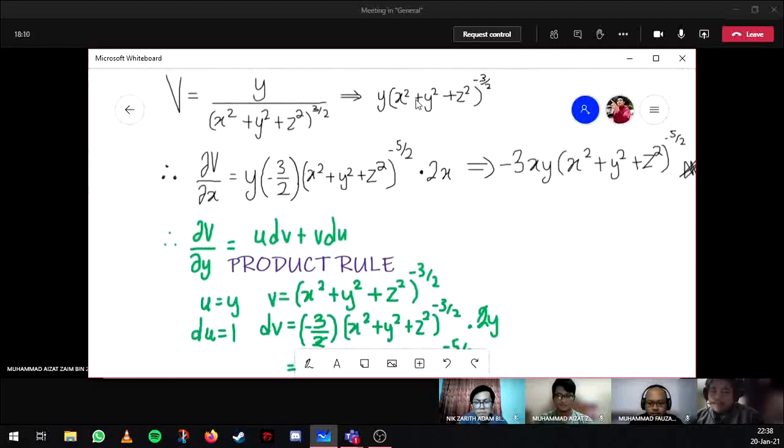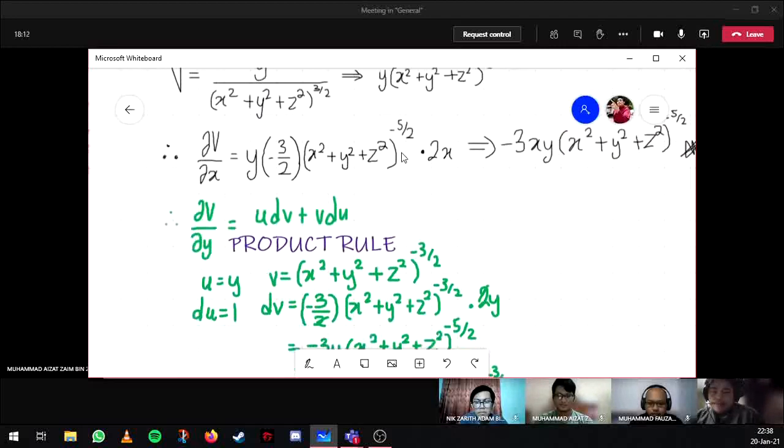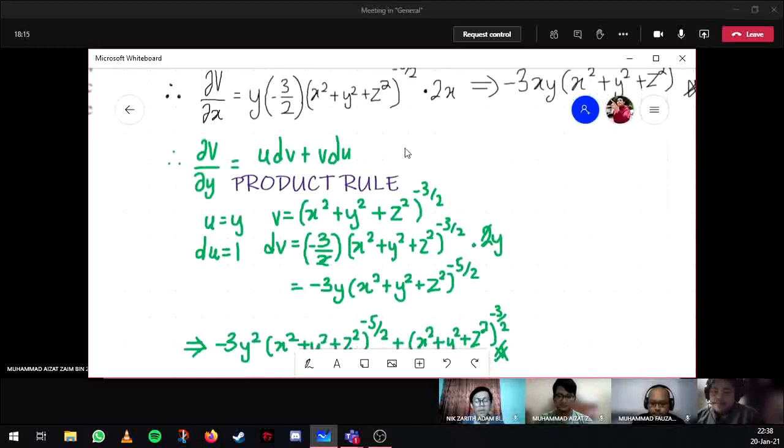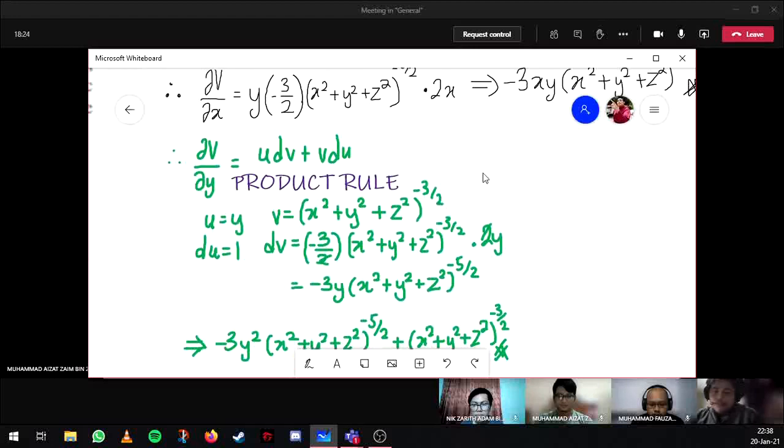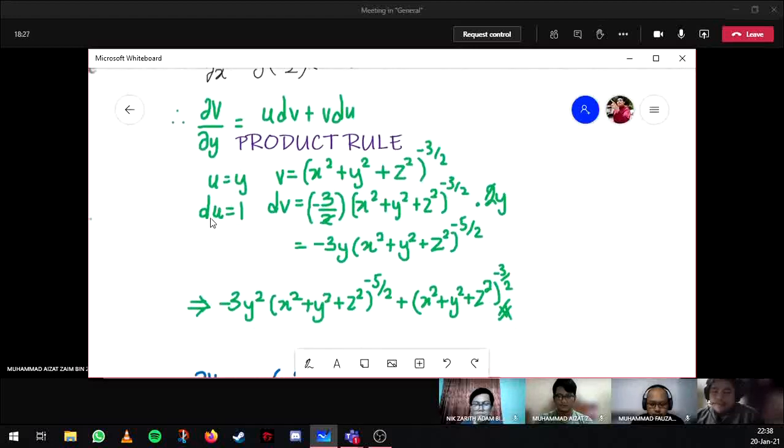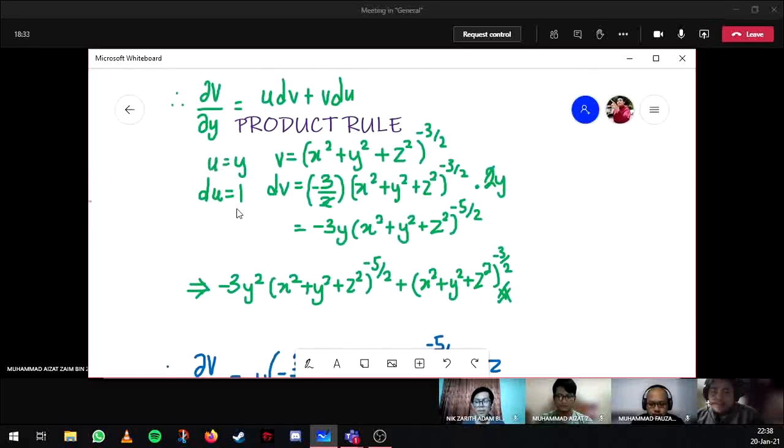Since there are two functions of y, we must use the product rule, where we assume u equals y and v equals x squared plus y squared plus z squared to the power of negative 3 over 2. Then we find the derivatives du and dv, and lastly we insert the values into the product rule. We will get the final equation: negative 3y squared times x squared plus y squared plus z squared to the power of negative 5 over 2, plus x squared plus y squared plus z squared to the power of negative 3 over 2.